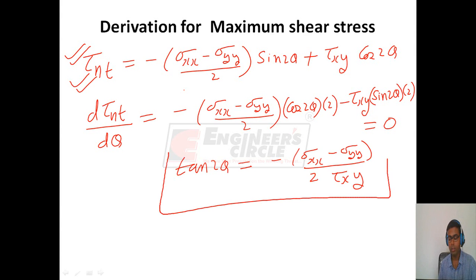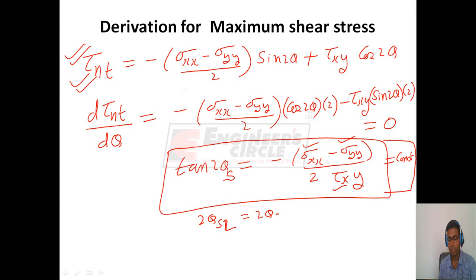So again, these are the planes on which we have maximum and minimum shear stresses at a point. So we call these planes 2 theta s. Since all these values are constant, we again get tan 2 theta equal to constant. Therefore this equation will have two roots. One plane will be of maximum shear stress and the other plane will be of minimum shear stress, and both will have an angle of pi by 2 between them. So we get theta s2 equal to theta s1 plus pi by 2.